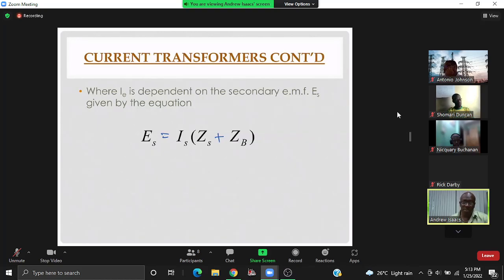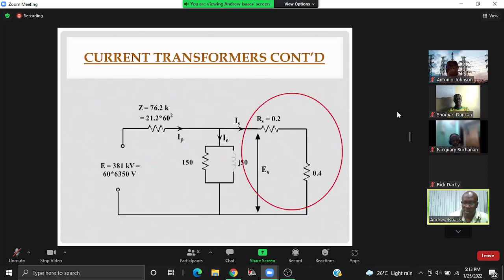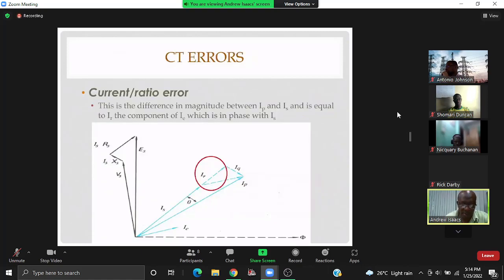So that secondary voltage, EMF, is given by this equation, which is what we are showing in that diagram. So ES is equal to IS times the sum of those. Fair enough? All right, continuing with the CT errors, we have what is known as the current or the ratio error. And that's the difference between IP and IS, and is equal to IR.